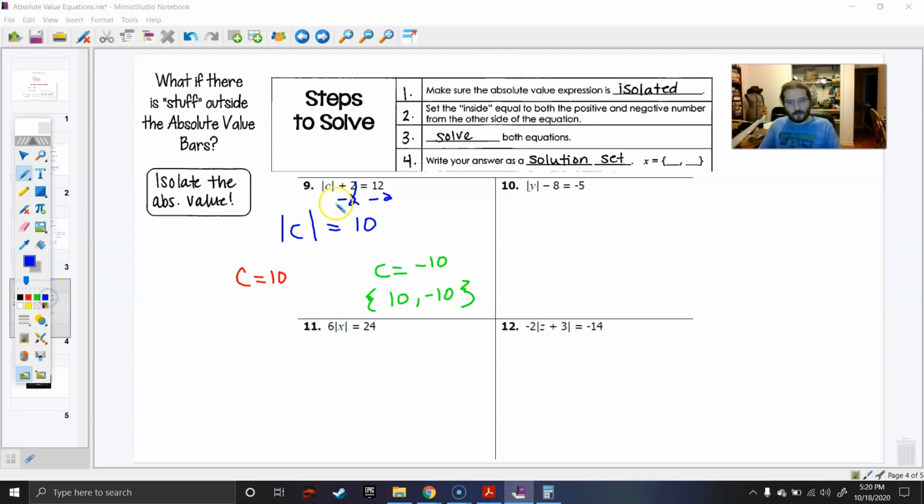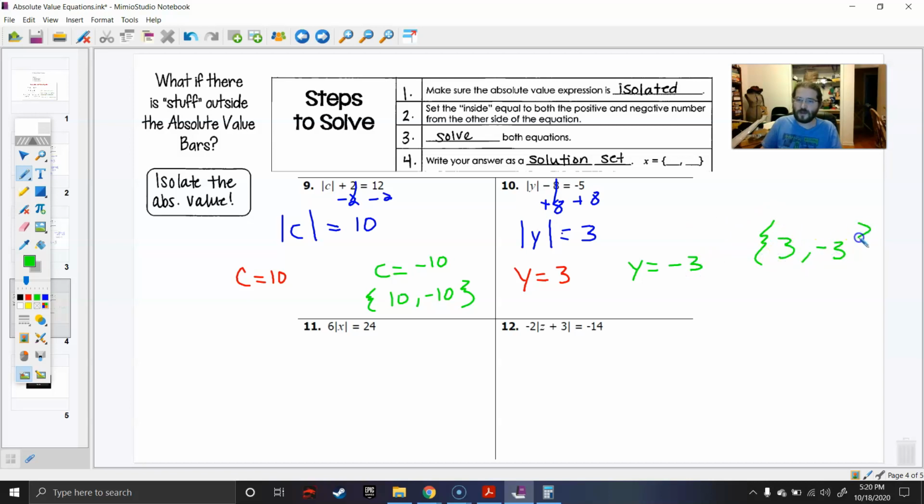All right, next one. Adding 8, because we got to isolate that variable. So we're going to have absolute value of y equals negative 5 plus 8, which is positive 3. So splitting that into two different things, we have y equals 3, and we have y equals negative 3. So we know our set is 3, negative 3.